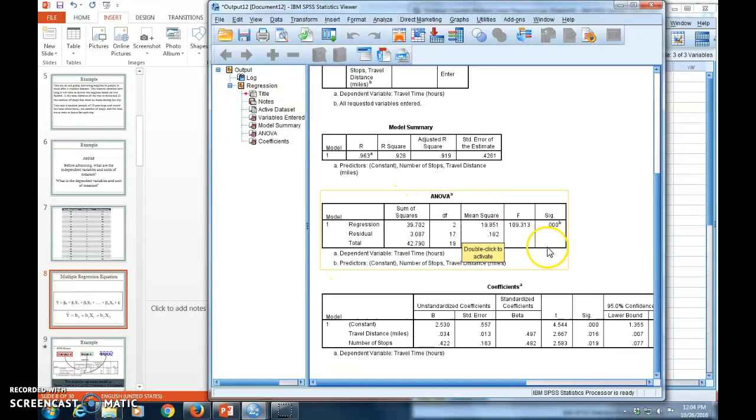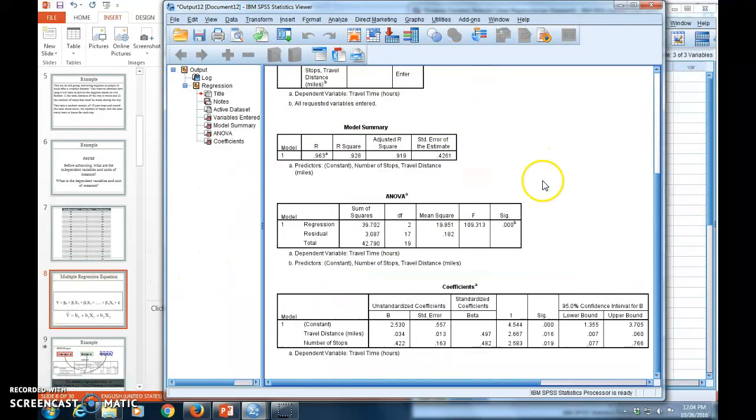Then you get your ANOVA table, which again shows you the significance and the different errors associated with it. This is highly significant again. Significance of the overall model is highly significant. So number of stops and distance give a significant model when describing the travel time. And then we get our coefficients. So I'm going to stop there and start a new video where we'll describe these particular coefficient values.